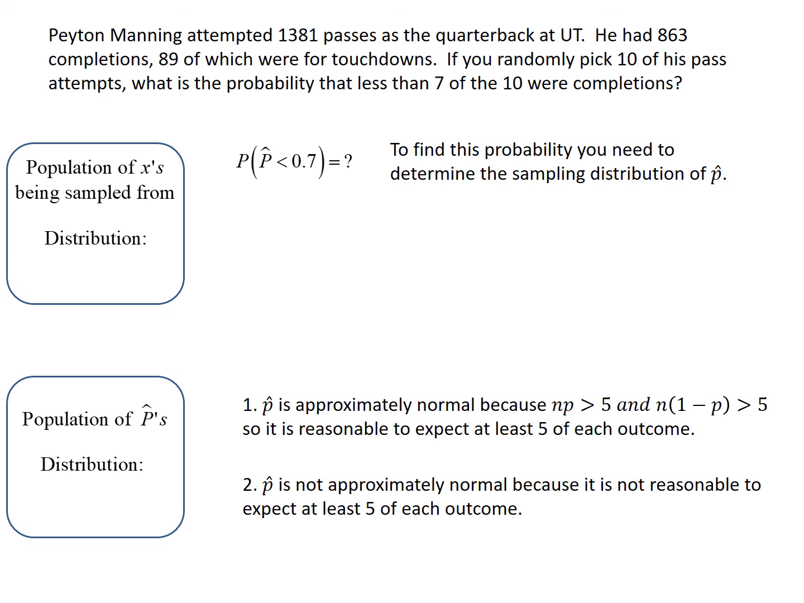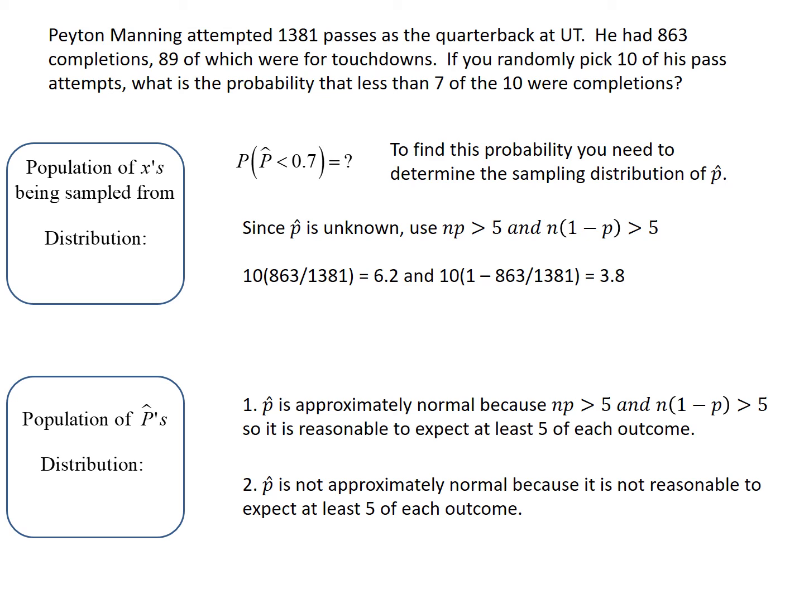And to do that, we're going to start with n times p. And p hat's unknown. And n here is how many times we do an experiment. And our experiment here is picking a pass and seeing if it's a completion or not. So we're doing that 10 times. And every time we pick one random pass attempt, the probability that it's a completion would be 863 out of 1381. So n is 10, p is 863 divided by 1381, which is about 0.62. I can use the formula or just do 10 pass attempts times 0.62, and subtract that from 10, I get 3.8.